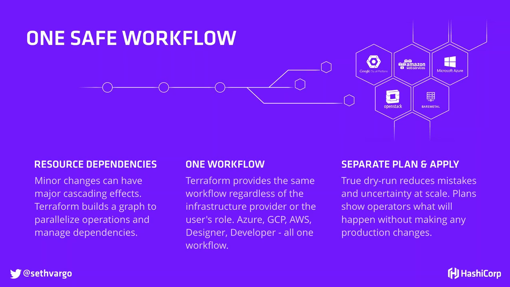By separating the plan and apply phase, Terraform allows for safe and sane infrastructure lifecycle management. Terraform includes a dry run mode, which we call the planning phase, which allows you to see what changes and what operations Terraform will make before making them. You can then apply the result of that plan to actually provision real infrastructure production changes.